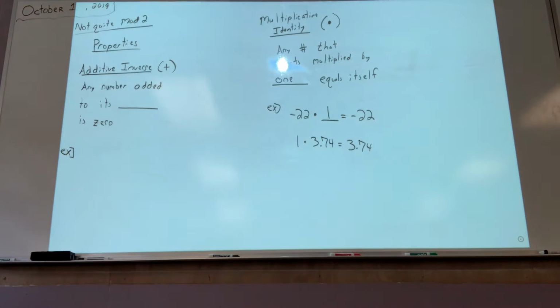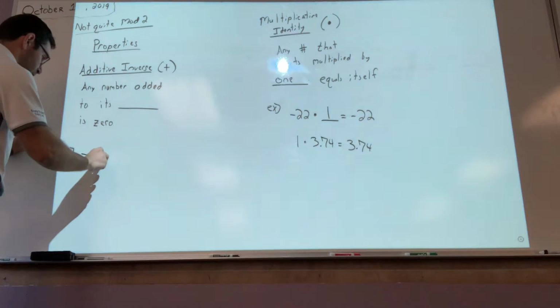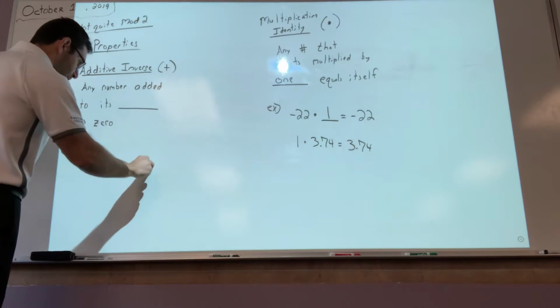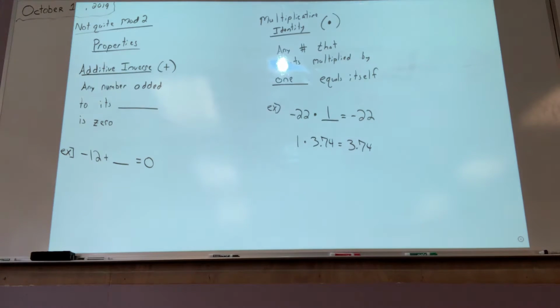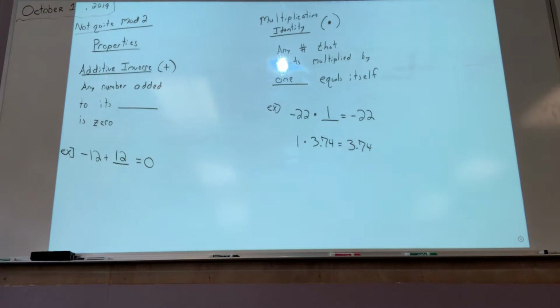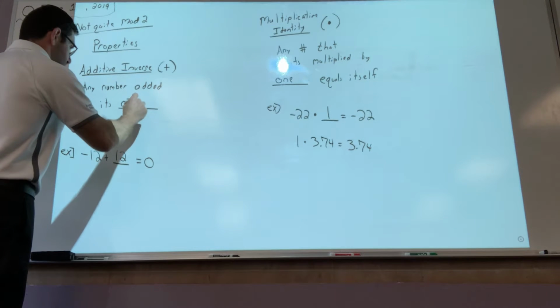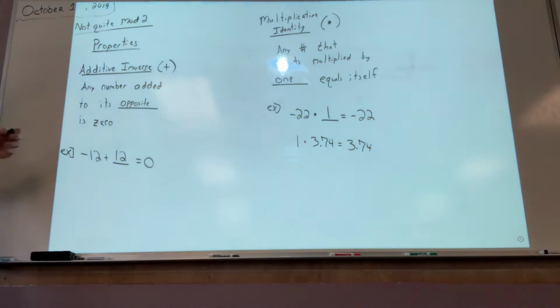We are going to use this a lot. Negative 12 plus something equals 0. What would I have to add to negative 12 to equal 0? Say it louder, Ren. 12. Negative 12 plus 12 equals 0. So how would I write it up here? Any number added to its what? Go ahead, Tana. Its opposite is 0.